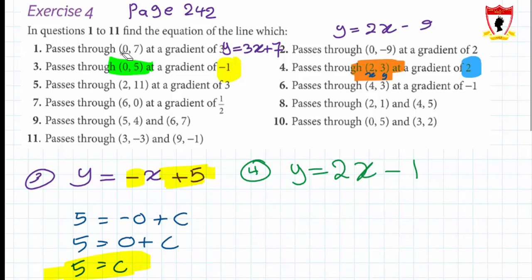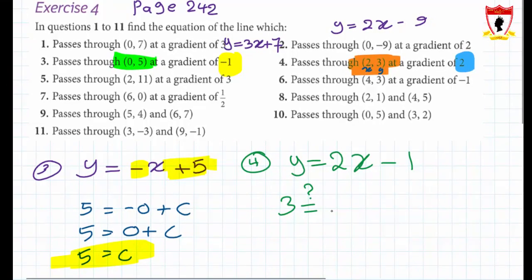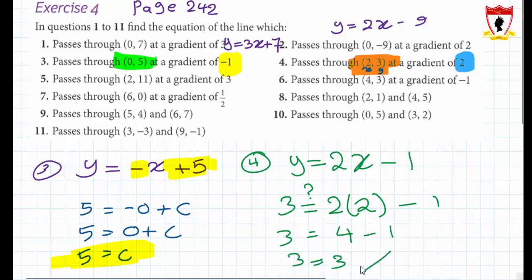Again, we're going to put 3 in place of y and 2 in place of x. Let's see, will we get something correct? 3 is y equals 2 times 2 minus 1. 3 is equal to 2 times 2, 4, minus 1. So we got both sides equal. It means the answer is correct.